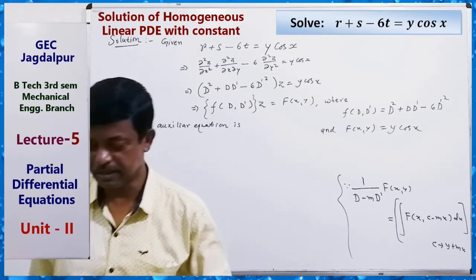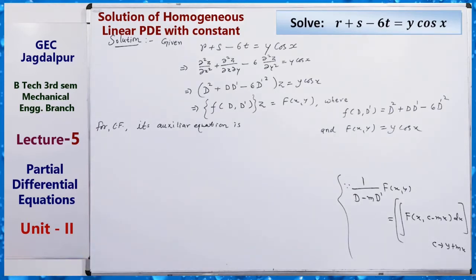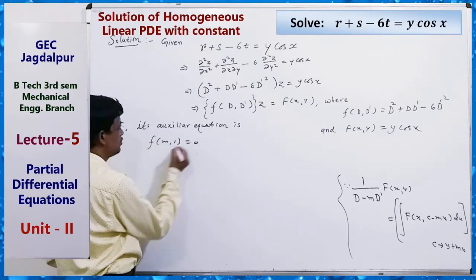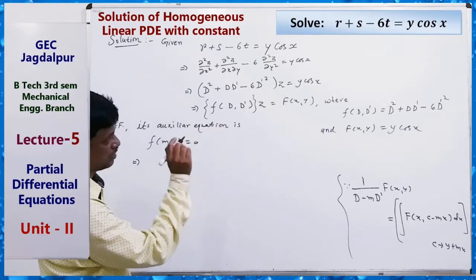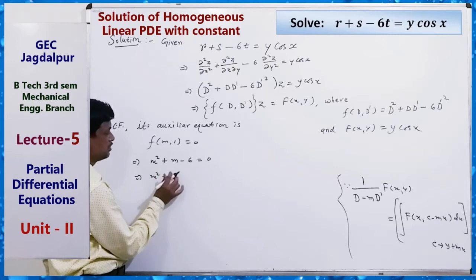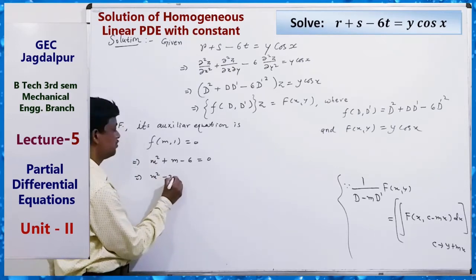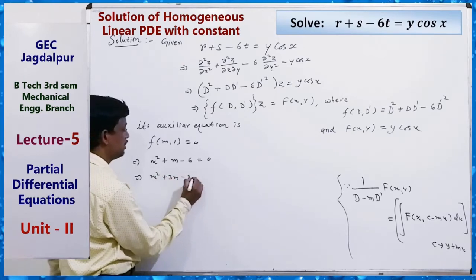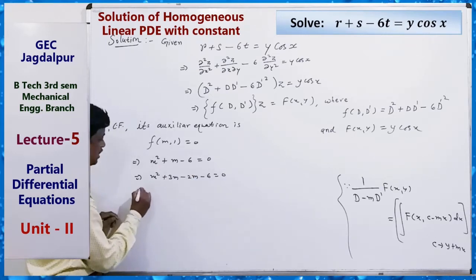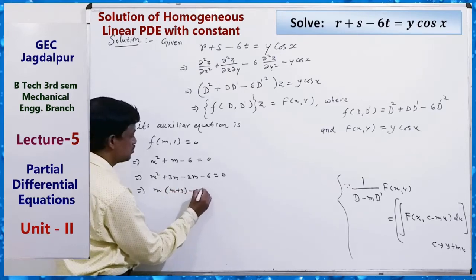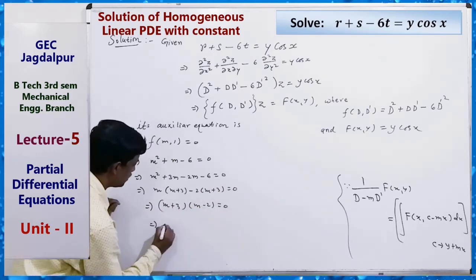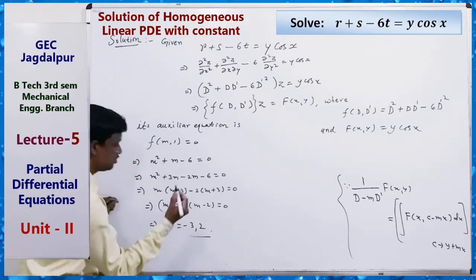For finding the CF, its auxiliary equation is f(m, 1) = 0. D means m, and D' means 1. So m² + m − 6 = 0. We can factorize it: m² + 3m − 2m − 6 = 0. So (m + 3)(m − 2) = 0. So m = −3 and 2 are the roots, distinct roots.